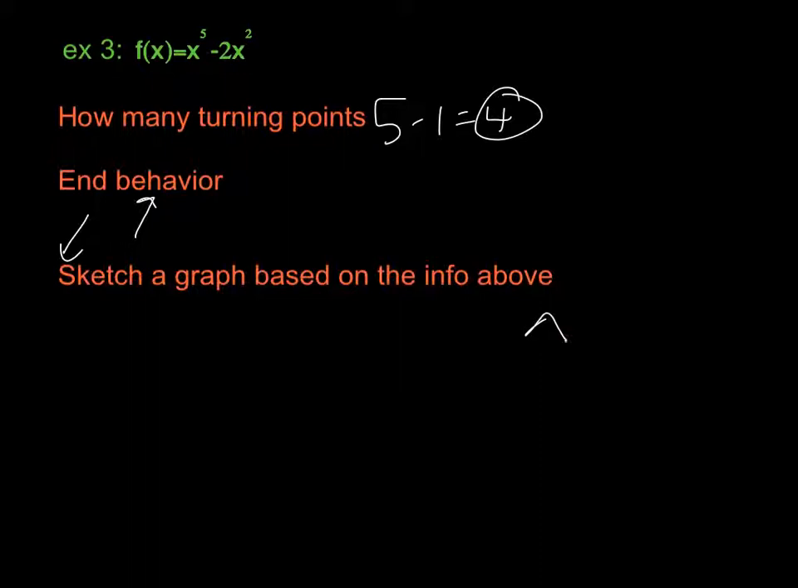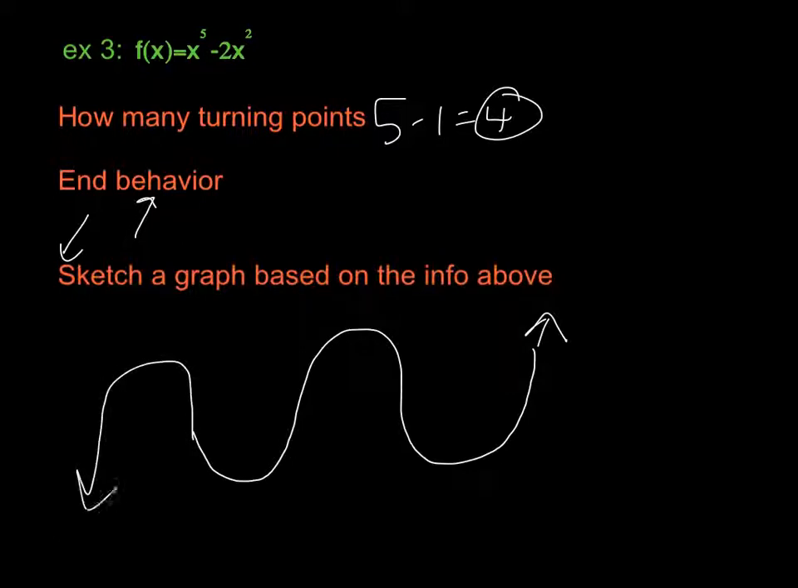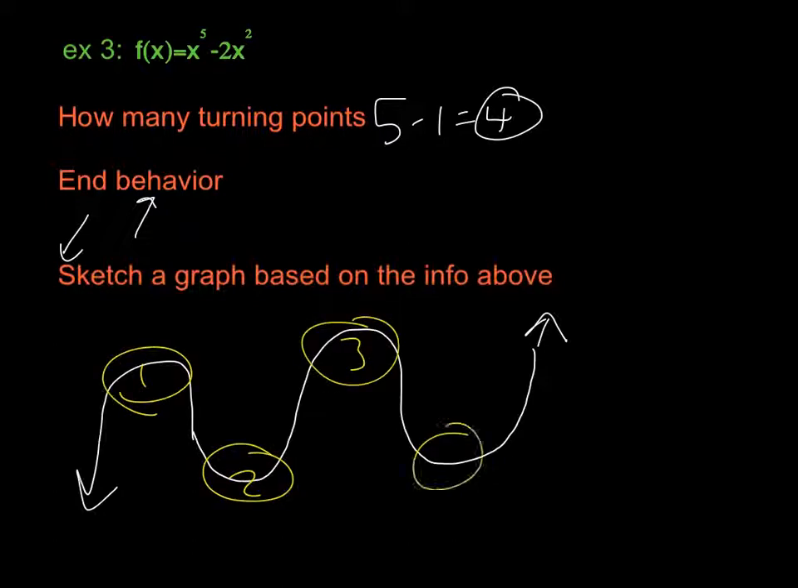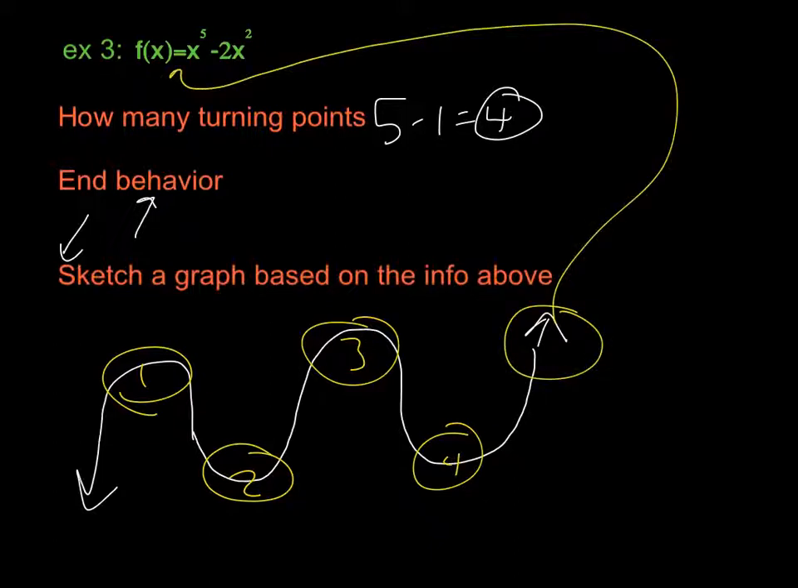So on the right, it's going up. I have 4 turning points. So I'm going to come down here and finish my graph with 1, 2, 3, 4 turning points. So here's 1 turning point, 2, 3, 4. It's pointing up on the right, which matches the sign of my leading coefficient, which is a positive 1.